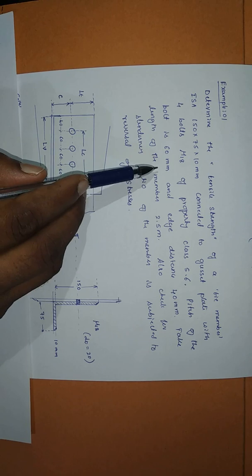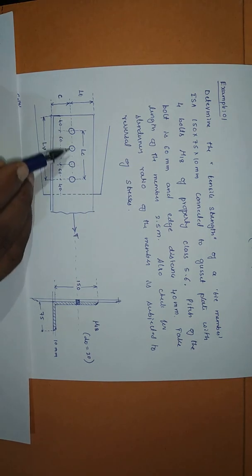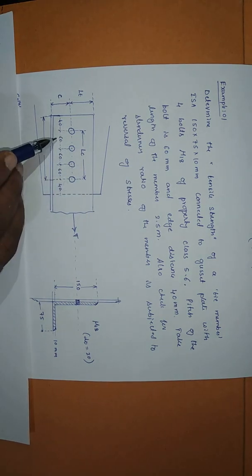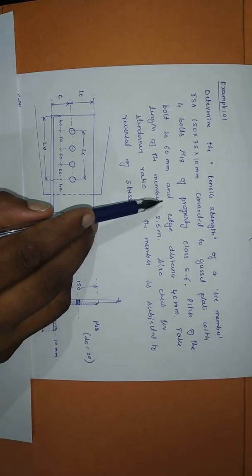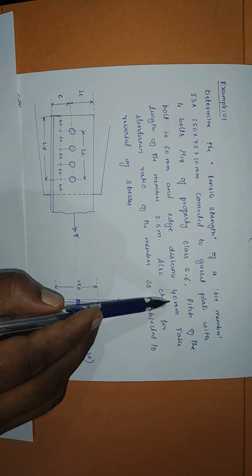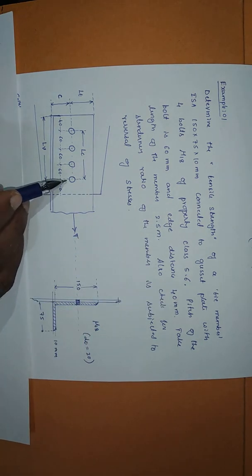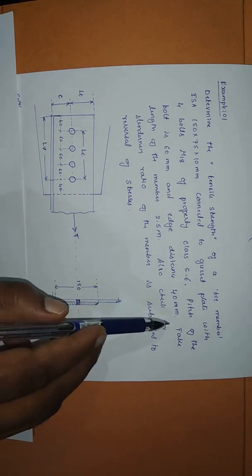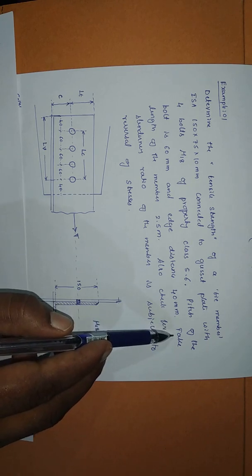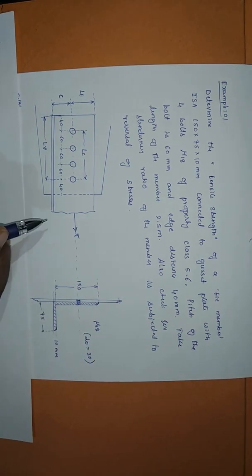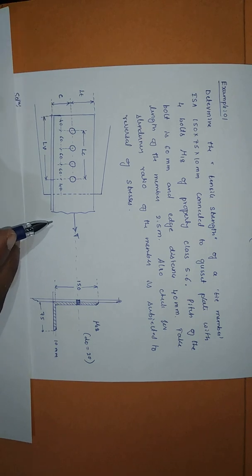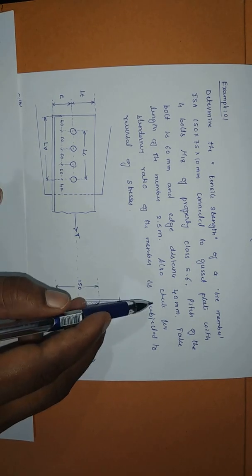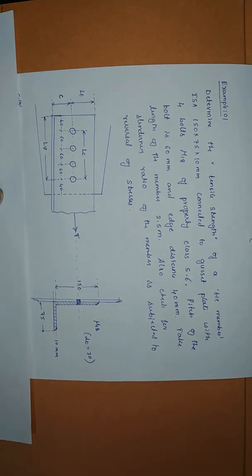Pitch of the bolt is 60 mm, the center to center distance between bolts. That is called pitch, 60 mm, 60 mm, and edge distance is 40 mm. On either side the edge distance is 40 mm, this one and this one. They also gave the length of the member, that is 2.5 meter. The total length of the member is 2.5 meter. In this case we also check for slenderness ratio, lambda.